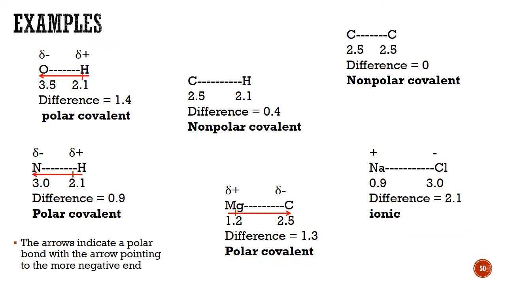And then finally, if we look at NaCl, Na is 0.9, Cl is 3.0. The difference between them is 2.1. Clearly such a large difference that in fact the chlorine is so much larger than the sodium that it pulls the electron away from the sodium, making a fully positive charge on the sodium and a fully negative charge on the chlorine. So no little partial squiggly deltas.